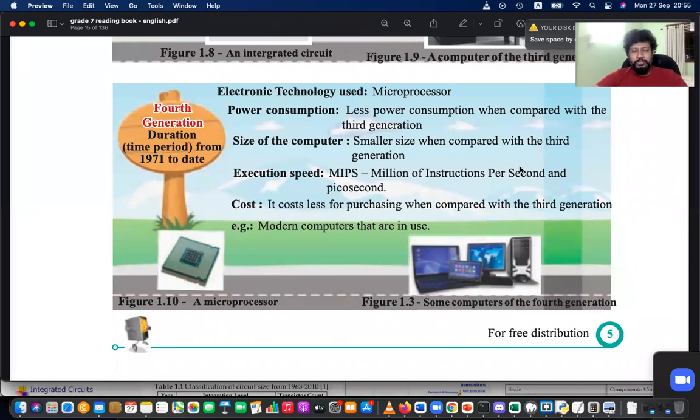It was possible to keep the computer in your palm, so we call them palmtops. It was possible to keep your computer in your lap, which is called laptop, and possible to keep the computer on the desk, which is called desktop. So this is in the fourth generation.